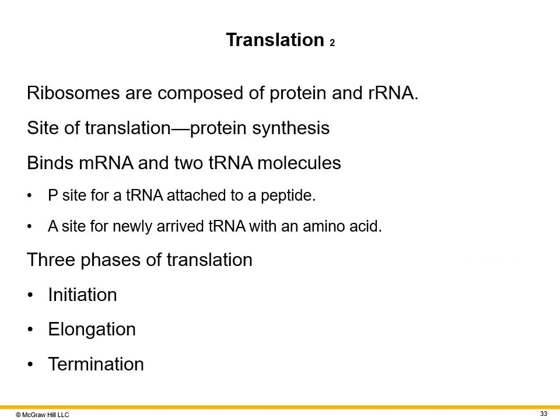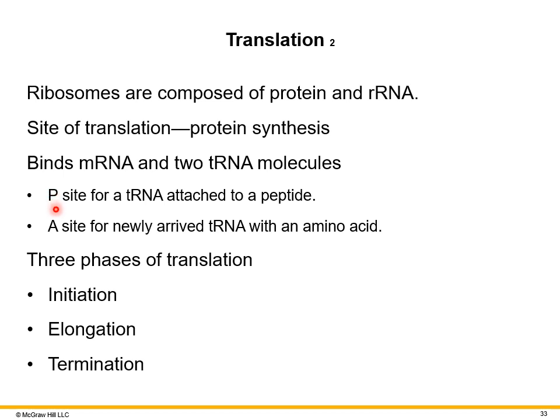Ribosomes are composed of protein and rRNA. The ribosomes are often called the protein factory. This is the site of translation where protein synthesis is going to occur. At the ribosomes, the mRNA binds to the ribosome, and 2 tRNA molecules will bind to the ribosome during translation.